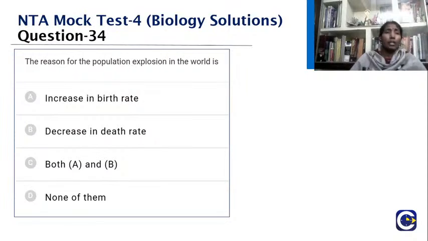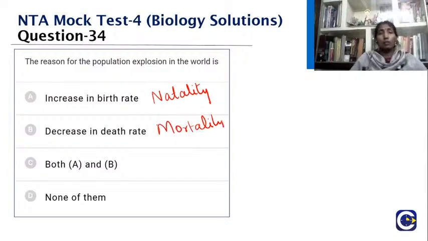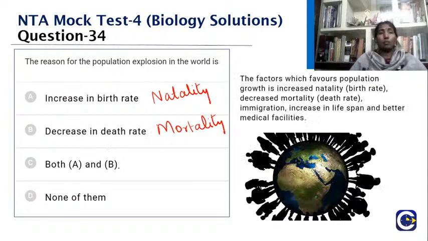Good. The reason for the population explosion in the world is: increase in the birth rate, decrease in the death rate, both A and B, or none of them. Increase in birth rate is natality, right? What about the decrease in the death rate? We call it mortality. So when there is an increase in birth and a decrease in death, definitely there is going to be a population explosion. So the factors which favor population growth are increase in natality, the birth rate, or decrease in the death rate, the mortality.